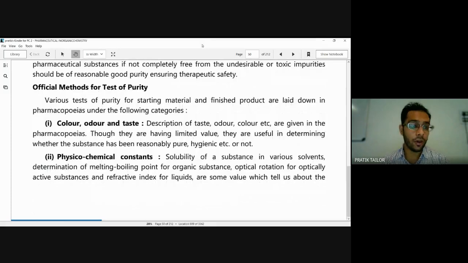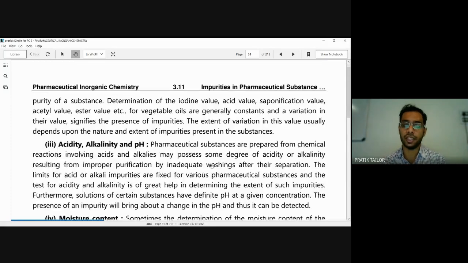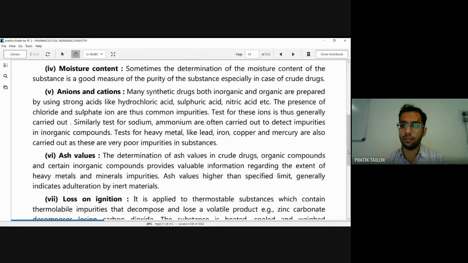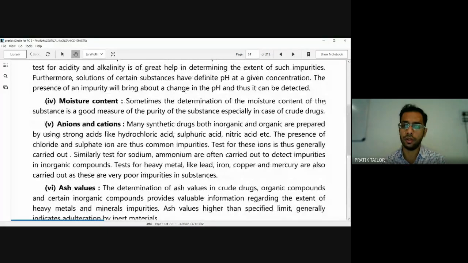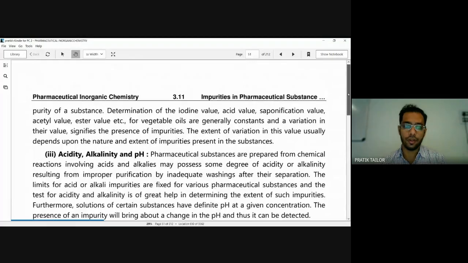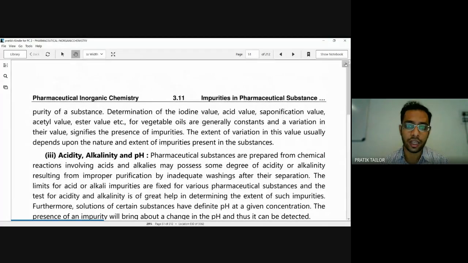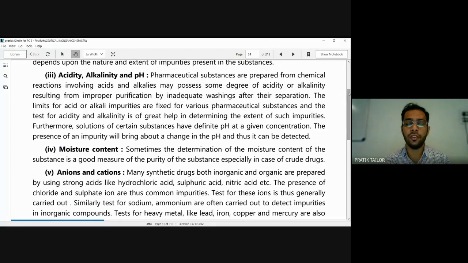It may involve some basic data like color, odor, taste, physicochemical property, where we are checking certain property of the compound. Okay, where you can check acid value, saponification value, solubility. You can check acidity, alkalinity. Even for the bicarbonate, you will make a 1% solution, and you will check the pH of the solution. That is given as a test for purity.